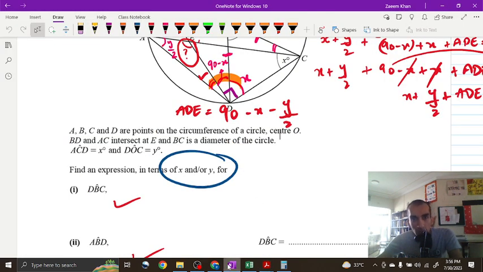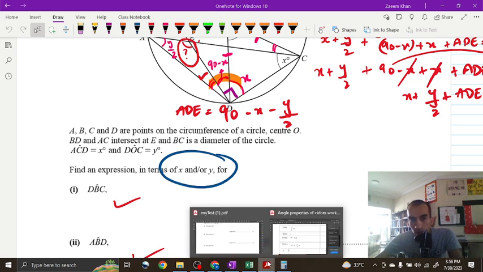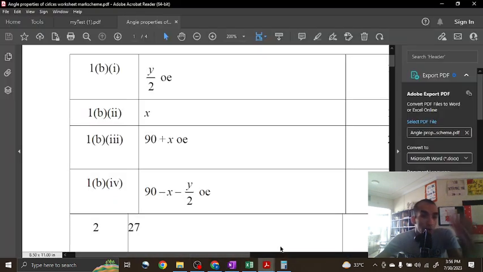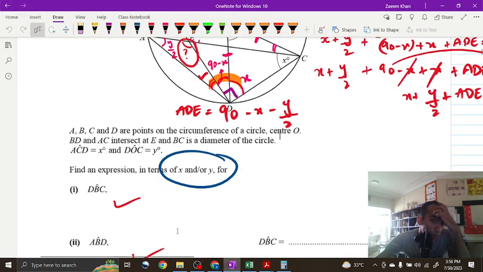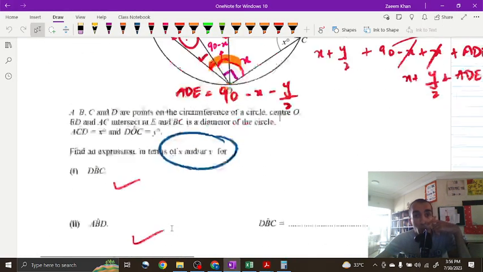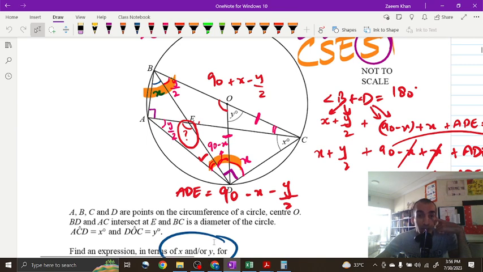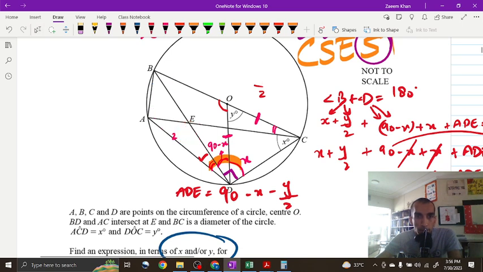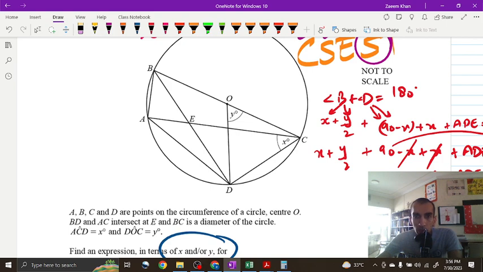And since the answer for part 3 was getting used in part 4, you could not have ended up with the correct answer. The answer for part 3 is 90 plus X. What we are getting for part 3 is 90 minus X minus Y by 2. So apologies for that, that's not your fault, that's on me. Why is that happening? Let me quickly run through it again. All you need to do is just watch.